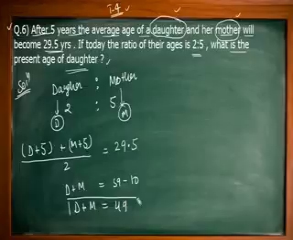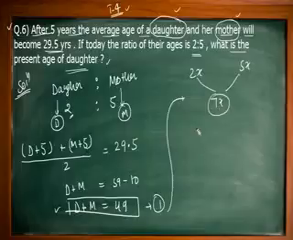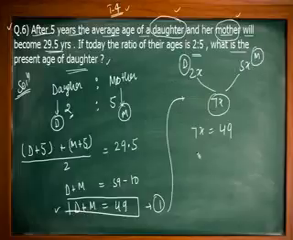Okay, you will get a relation from here. This is your equation number 1. And see, daughter and mother are in ratio 2:5. It will be 2x and 5x. Add all these values, 5x plus 2x, that is 7x. So 7x will equal 49. This is the part of daughter and this is the part of mother. So 7x equals 49, x will be 7.